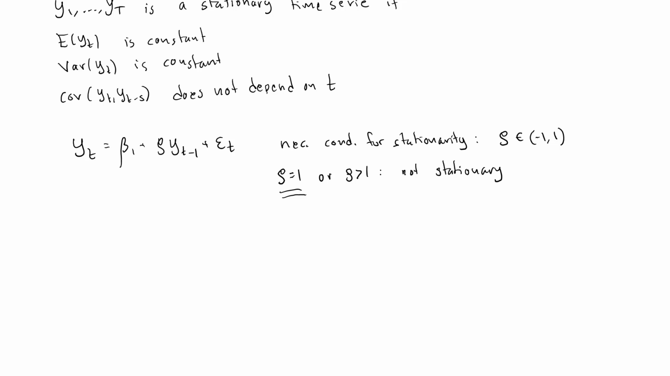If rho is just slightly less than 1, then the stability condition is satisfied and the process can be stationary. Therefore, this particular value of rho, that is rho equal to 1, is of great importance. It is sort of the cutoff point between non-stationarity and stationarity. So if rho is equal to 1, beta 1 is equal to 0, and the error terms are white noise, then we will call this AR1 process a random walk.